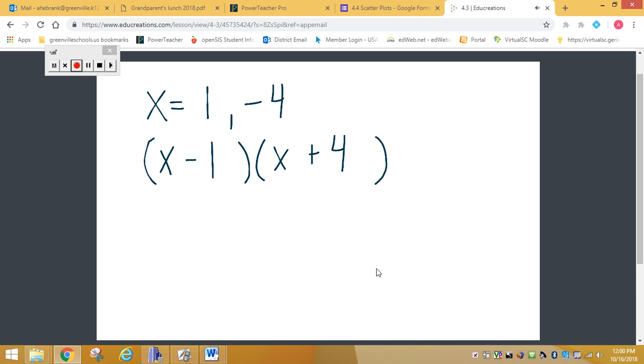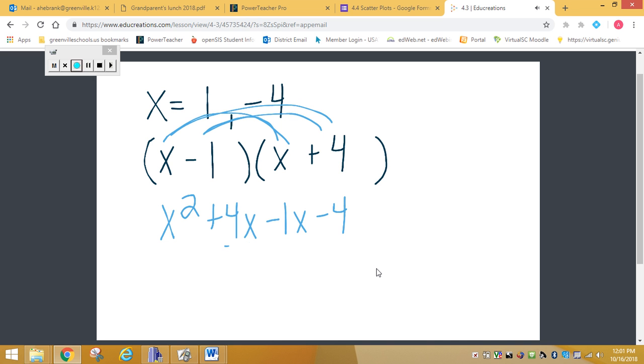Okay? Then I'm going to distribute. X times x is x squared. X times 4 is 4x. Negative 1 times x is negative 1x. Negative 1 times 4 is negative 4. And you can combine your two middle ones and get x squared plus 3x minus 4. And that is your quadratic in standard form. Oh, and they're going to want you to put equals 0 at the end.